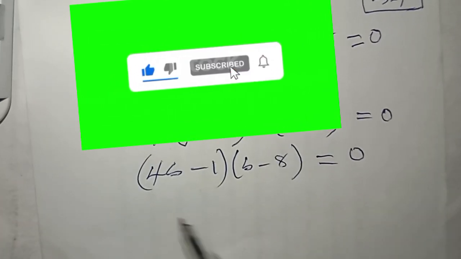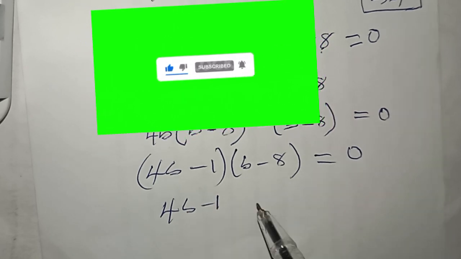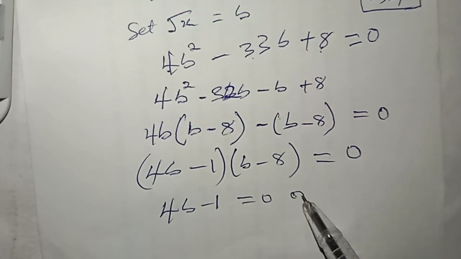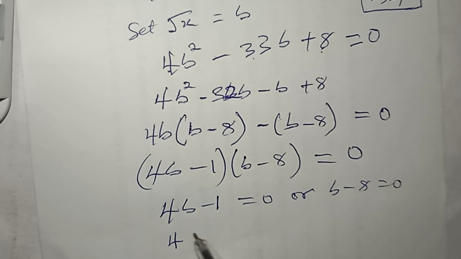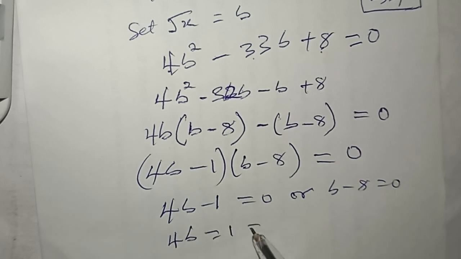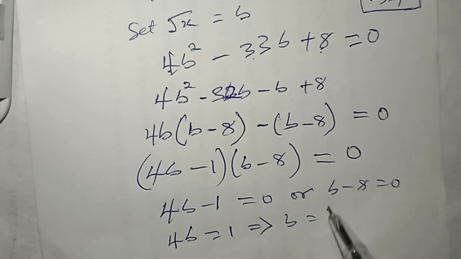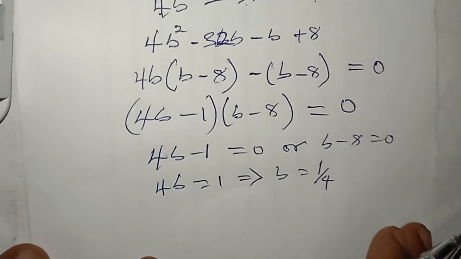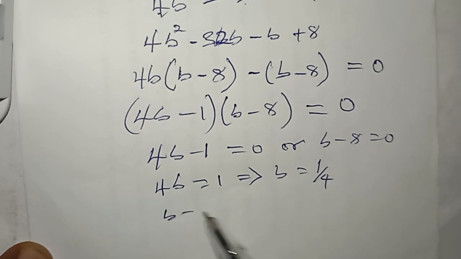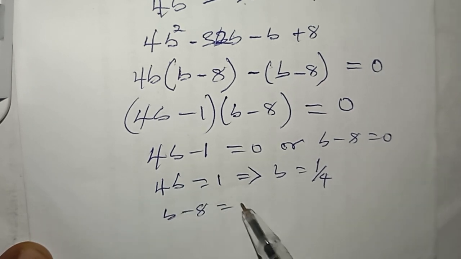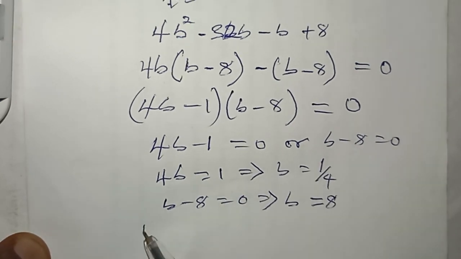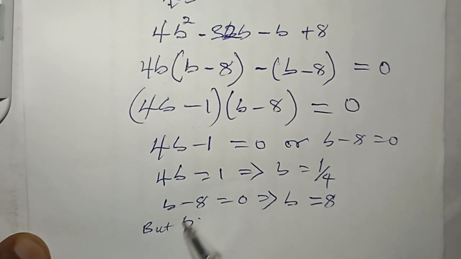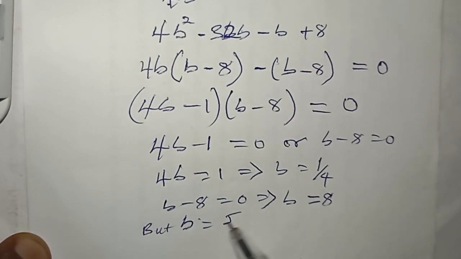Using the zero product rule, you can see that 4b minus 1 is equal to 0, or b minus 8 is equal to 0. Solving for this one, 4b is equal to 1, which implies that b is equal to 1 over 4. Then solving b minus 8 is equal to 0, which implies that b is equal to 8. But we actually set b to be equal to root x.